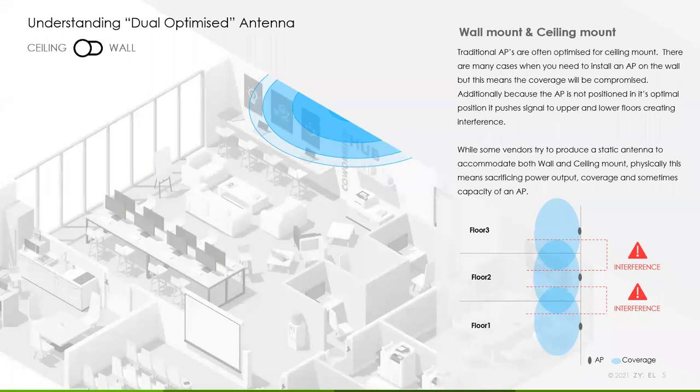And so the challenge you run into here is that now your access point is mounted 90 degrees from what the antenna was designed to cover. So you end up sending a lot of your signal up into the ceiling and down into the floor. And depending on the building construction, you can cause interference going upstairs and downstairs between the different floors, or you're just getting suboptimal coverage.